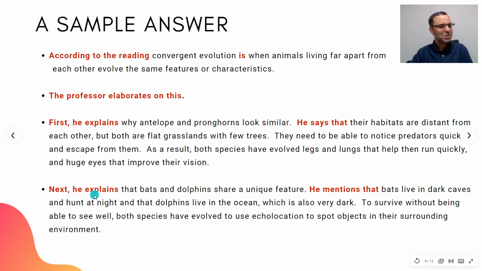Take a look down here as well. My answer reads, next he explains that bats and dolphins share a unique feature. So I've got a little summary of that whole example. I'm not just going like, next he mentions bats and dolphins. Now I've got that little summary. I think that's an effective way to answer the question.